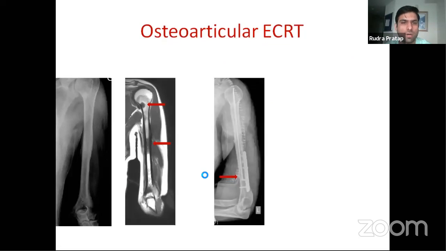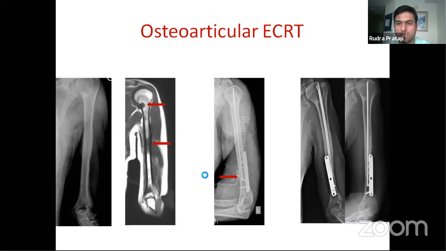Another example of a Ewing sarcoma of the humerus with a skip metastasis in the proximal aspect. We have done an ECRT for an osteoarticular resection. It can be done for osteoarticular resection as well. This is the long-term good follow-up of the same patient.